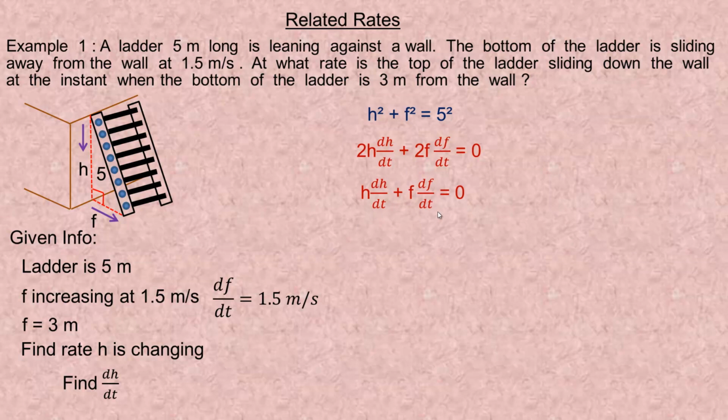So I'm trying to find dh dt, so I want to isolate dh dt. So the first thing I'm going to do is I'm going to subtract f df dt from both sides, and then the h is multiplied by this rate I want to find, so I'm going to divide both sides by h. So I'm really just doing this.